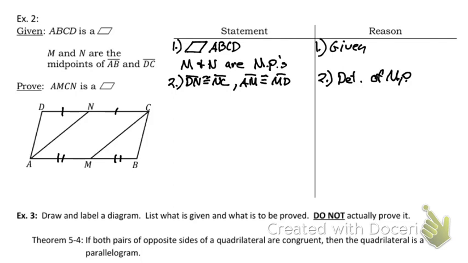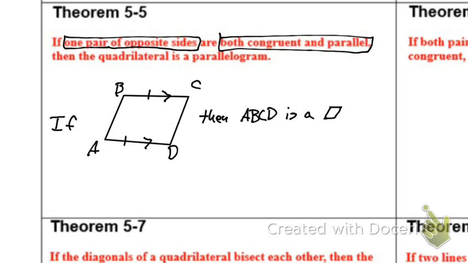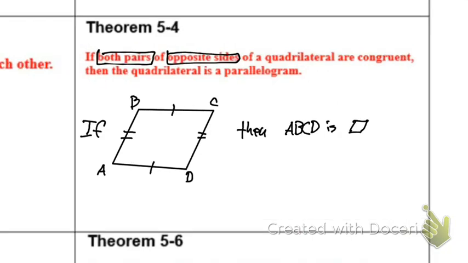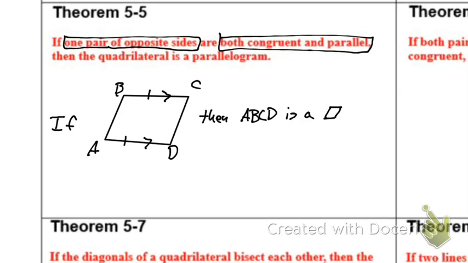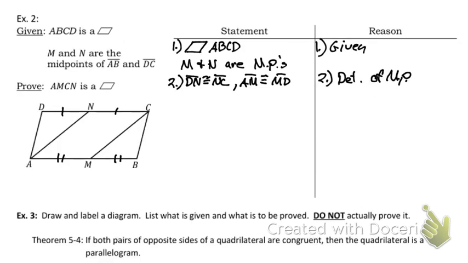We're trying to prove that AMCN is a parallelogram, right? And they're talking about sides. Well, if you go back to all the 3 ones that prove something is a parallelogram, this one deals with sides, 5.5, and 5.4 deals with sides. 5.4, you need all 4 of your sides. This one we just need parallel and congruent. So it's going to be one of those 2. So before I do either one of them, I need to prove that NC is congruent to AM.